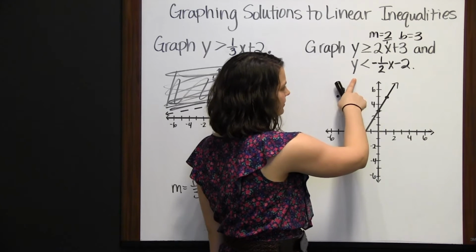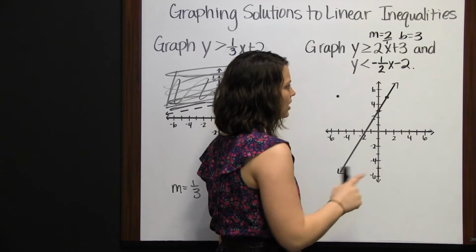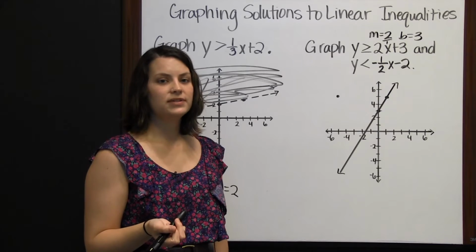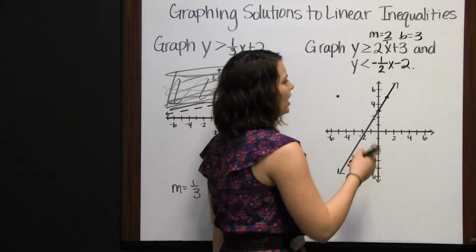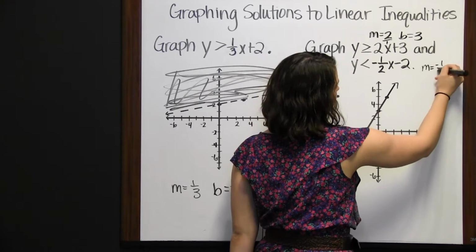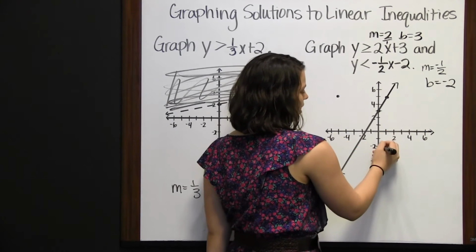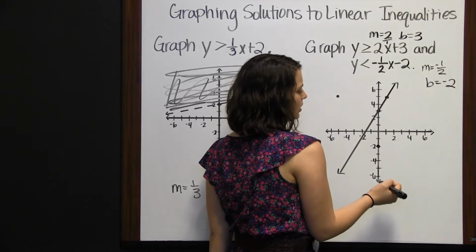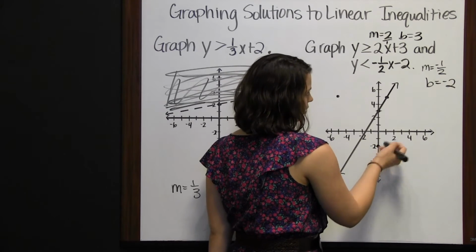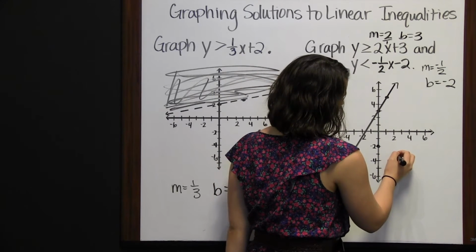So this next line is y is less than negative 1/2 x minus 2. Less than, since it's not less than or equal to, that means we're going to be using a dashed line again. And again, it's in slope-intercept form, so our slope is negative 1/2 and our y-intercept is negative 2. So start with the y-intercept, negative 2, and then use your slope to find your next point. Rise 1, or actually we're going down 1 since it's a negative 1, and then over 2.